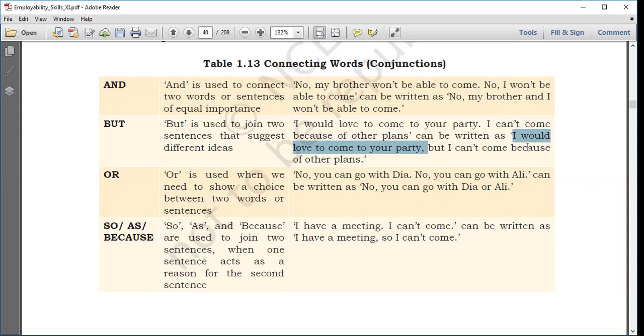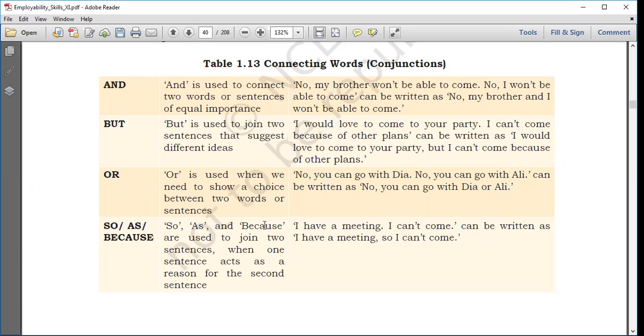So in such a case, but is used. And then or is used when we need to show a choice between two words or sentences. When we want to give a choice somewhere, तो चॉइस के लिए आपको or लगाना है, right? Now if you see the example, you can go with Dia, you can go with Ali. Now we have a choice. Either you can go with Dia, or you can go with Ali. So here we can put or in between both the names. So you can write, you can go with Dia or Ali, right?